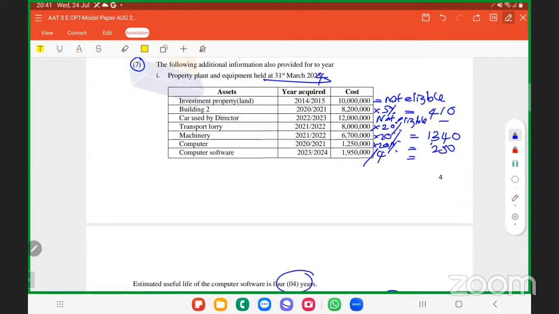So how much is this 1950 divided by 4, that is 487.5. So one student sent a message, right? So we'll see what that answer is. So lorry, it should be 1600 motor lorry. I didn't put that, isn't it? What you mean is that I missed that part, isn't it?